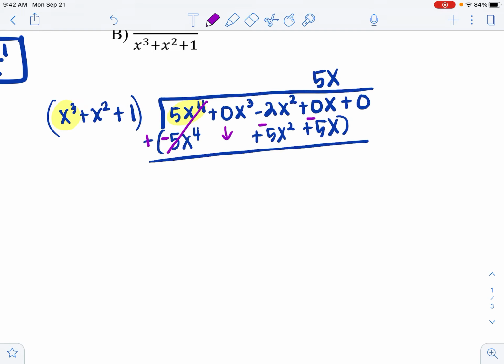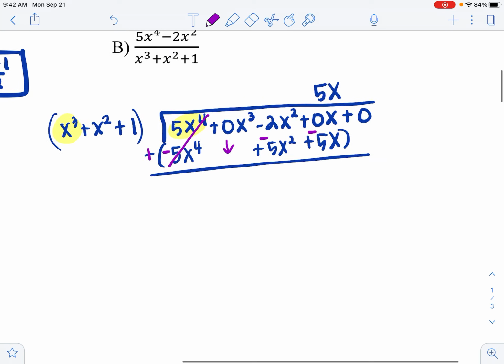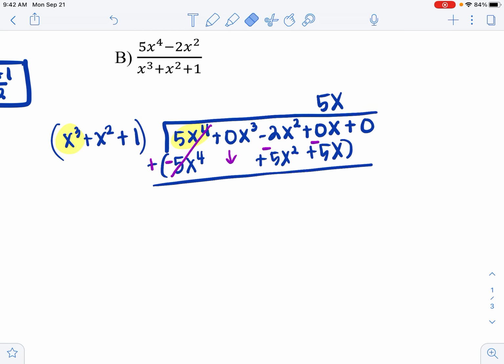0x cubed plus 0x cubed, nothing there. You can write 0x cubed, but there's none of them, so nothing there. Negative 2x squared. Oh, I made a mistake already. I just realized that that's not wrong. So I'm going to go back. I'm not restarting the video.